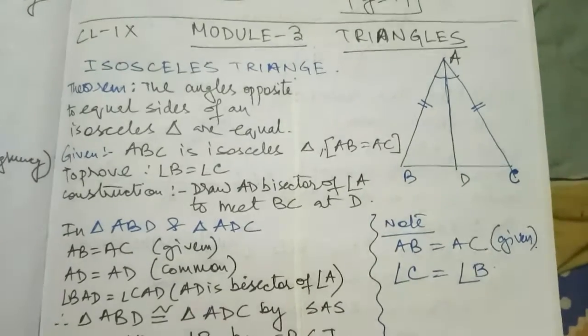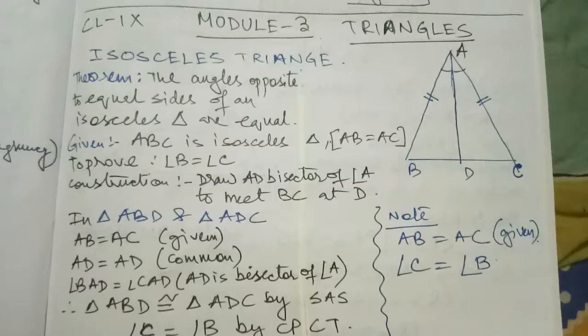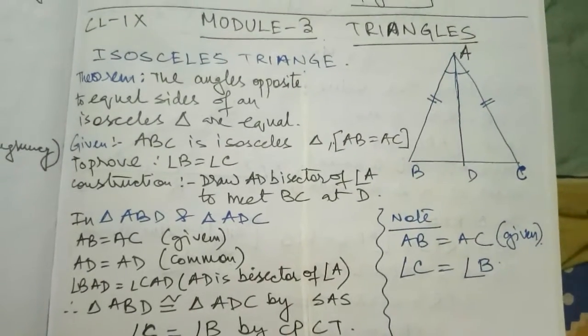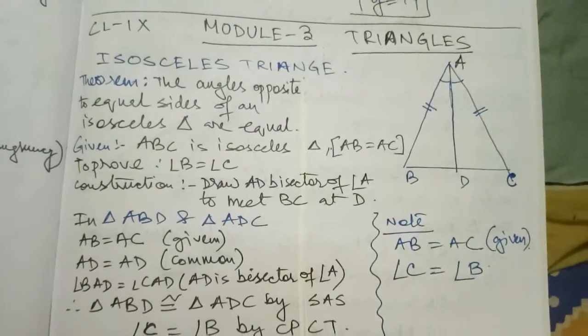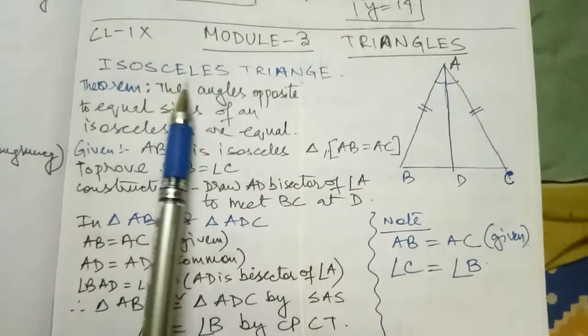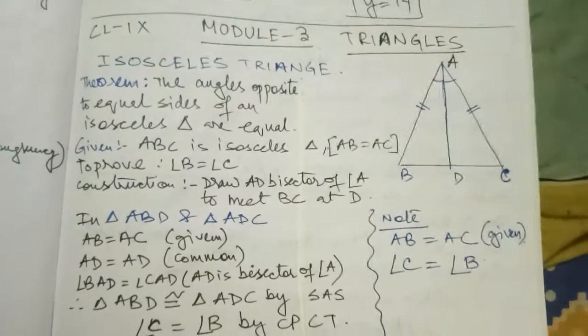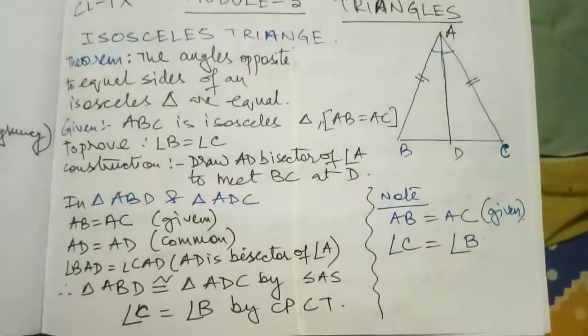Before I go for the exercise questions, some theorems are there. You should know these theorems. These are isosceles triangles, the module 3 I have written over here. The isosceles triangles, I hope you know what it means: the two sides will be equal and the base angles will also be equal.